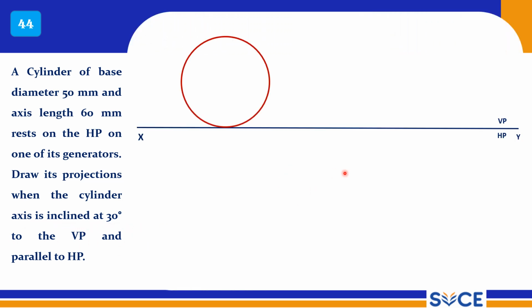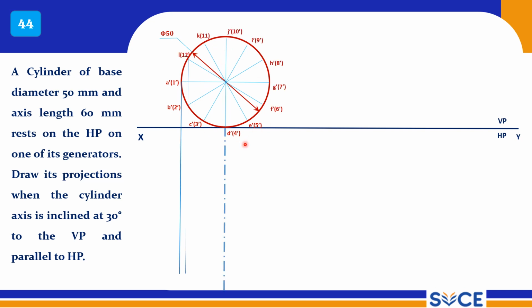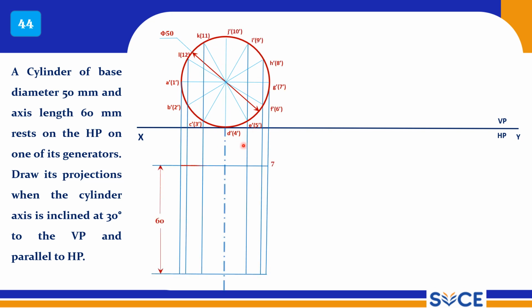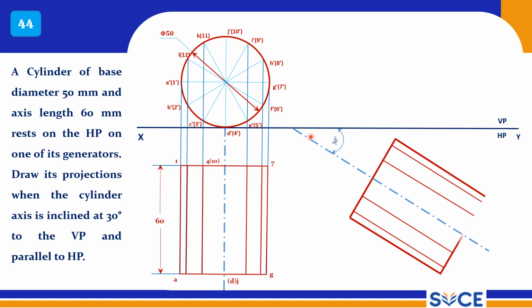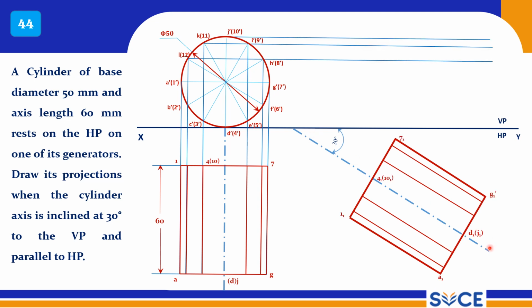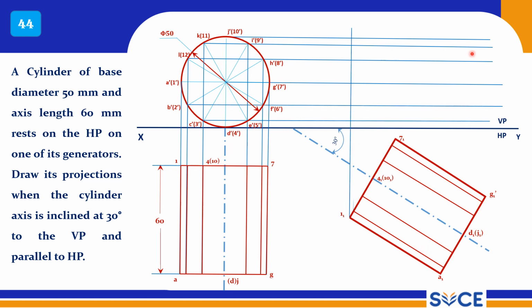So it is again a very simple problem. It is resting on a generator. Divide the base into 12 equal parts. So the top view will be a rectangle here, and draw the generators also, and now tilt it to 30 degrees. Now give the points and project onto the front view, right?